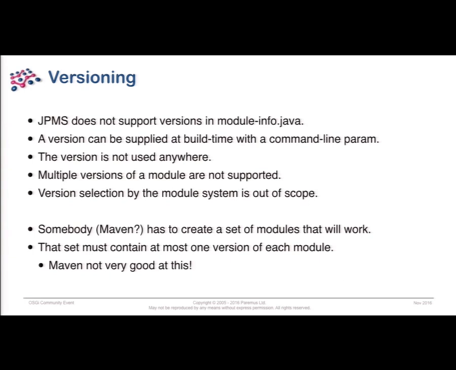Now, I don't know if anybody's ever built with Maven and tried to work out all the excludes they need to get so they only get one version of SLF4J on their class path. It's pretty painful. So Maven isn't very good at this at the moment, so it's going to have to get a lot better at it pretty quickly.